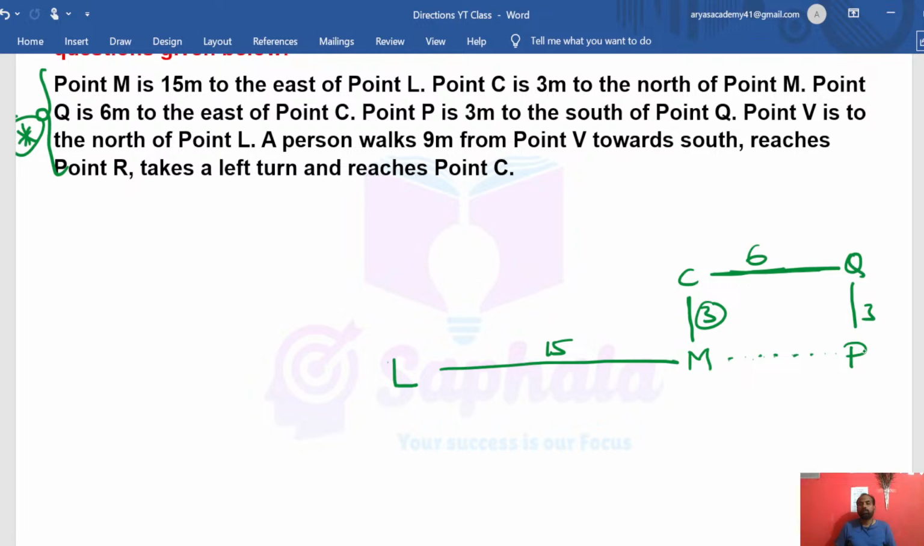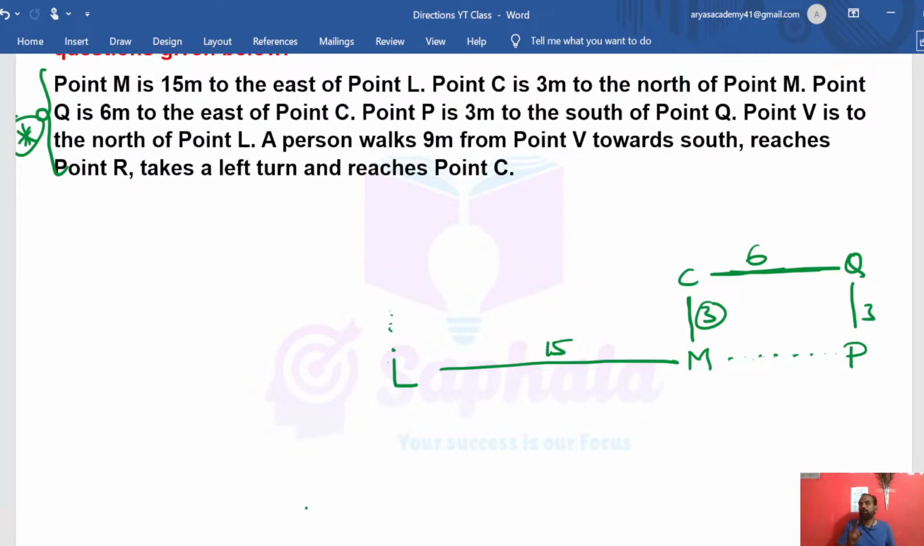Then we have to go for point V. Point V is to the north of point L. So north means I have to go in this direction. But what is the distance? Point V is north of point L, that is all they have said. But they have not told you the exact distance, so I am not going to draw the line right away. Now read the next point.